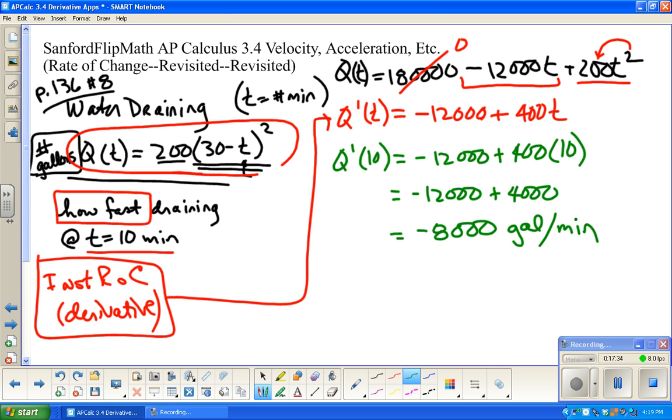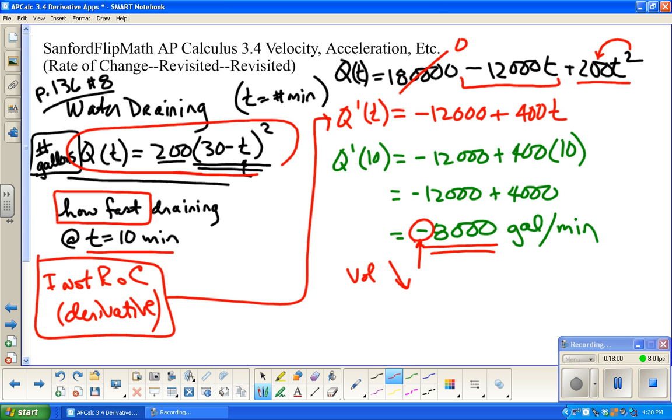So a couple of little questions here. What did we just find? We found how fast the water is coming out of this tank. And then the question I have is, why is it negative? If the volume of the tank is decreasing, then the rate of change had to be negative. Okay, so that just confirms the fact that the water is draining out.